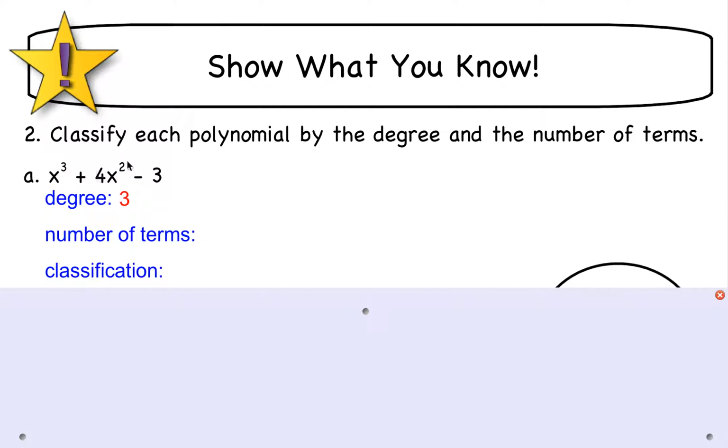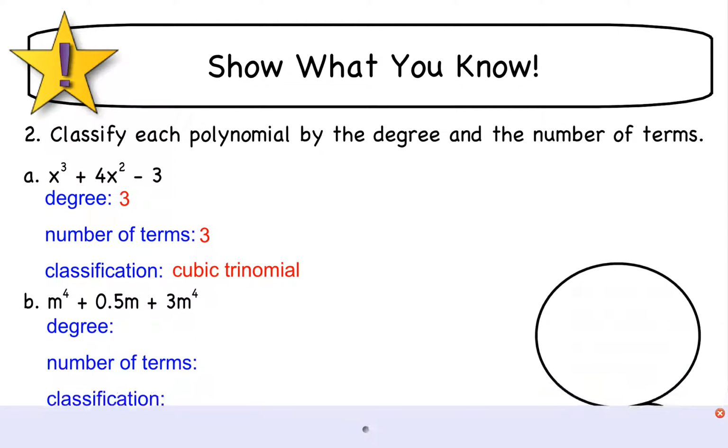One term is x cubed, one term is 4x squared, and one term is the constant term of -3. So there are 3 terms. So to classify this, it has a 3rd degree, so we call it a cubic trinomial. Okay, so you should have 2 names there. Here's another example for us.